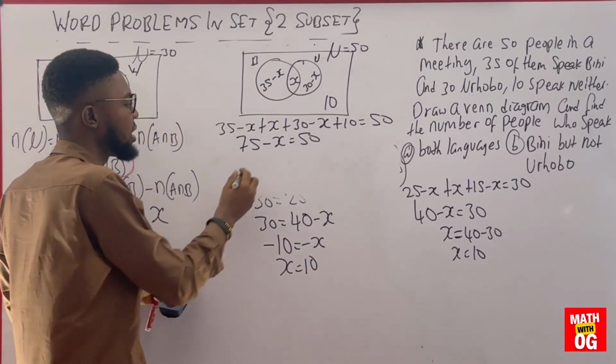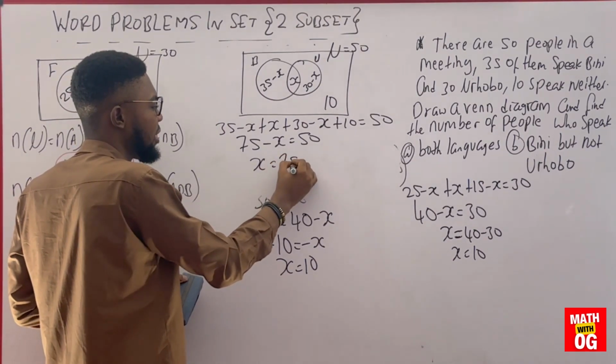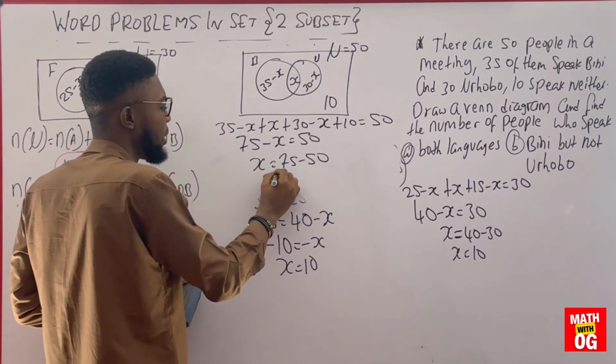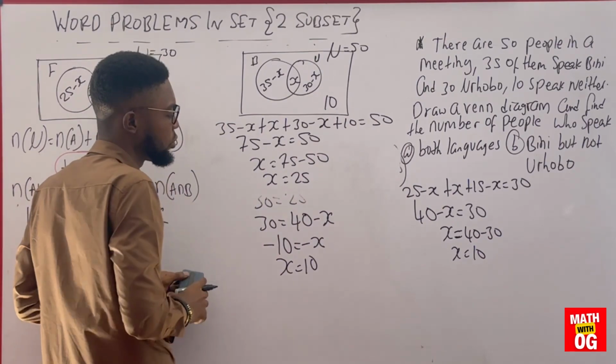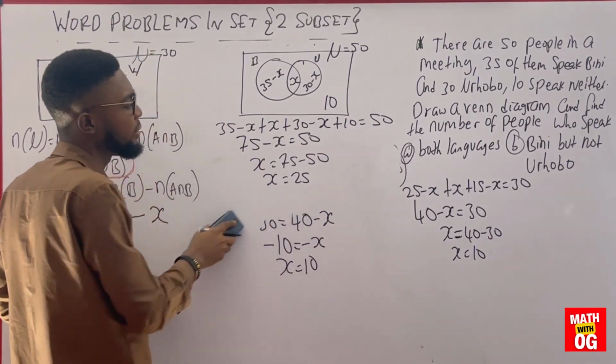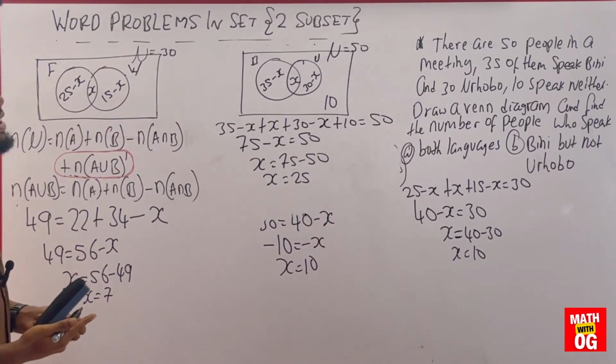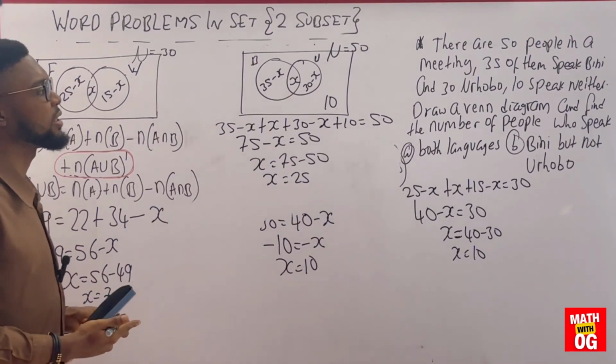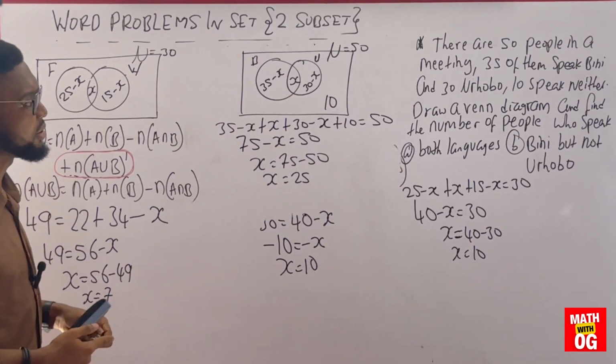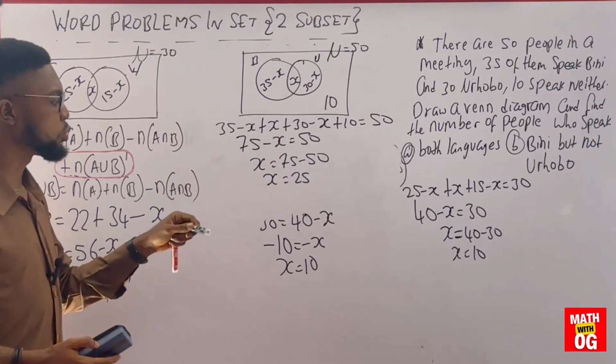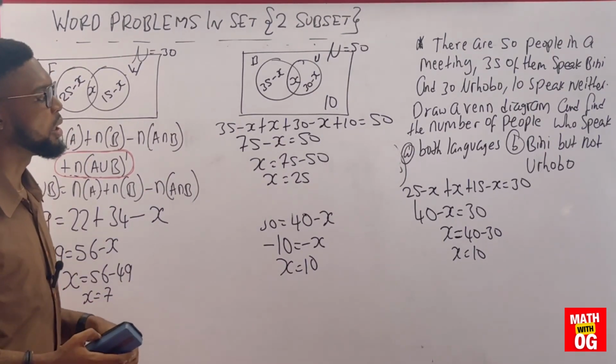So in this case, I'll say that my x is equal to 75 minus 50. So my x here is equal to 25. So I have 25 people that speak both languages. Inside the 35 that speak Benin, 25 of them speak both languages. Inside the 30 that speak Yoruba, 25 of them speak both languages.